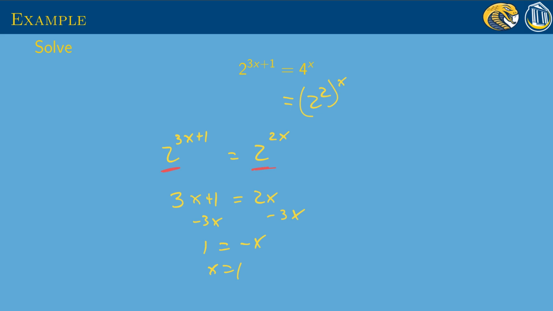But in general, once we get to the stage where we have two exponential functions with the same base being set equal to each other, our one-to-one property says we can get rid of the base and just set the exponents equal to each other.